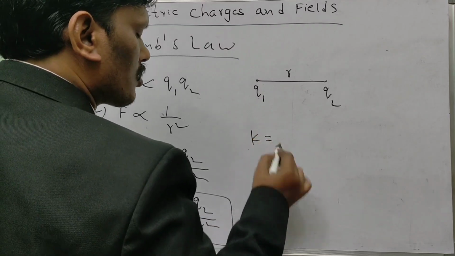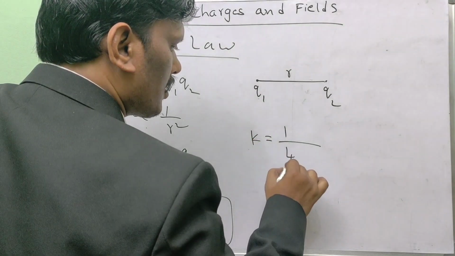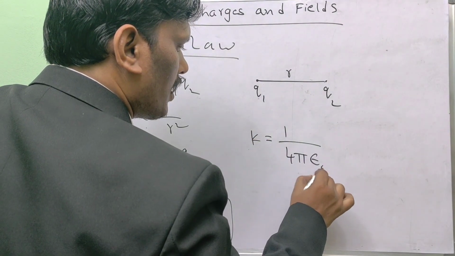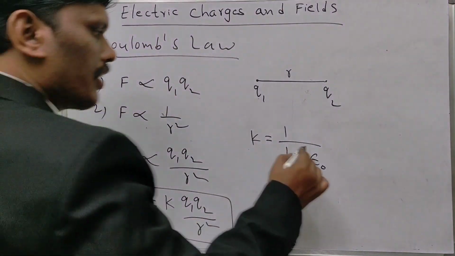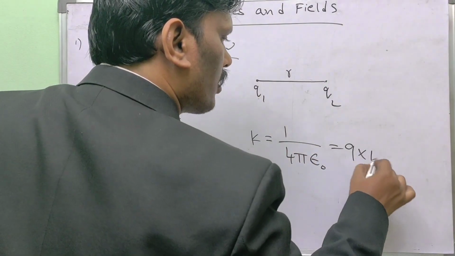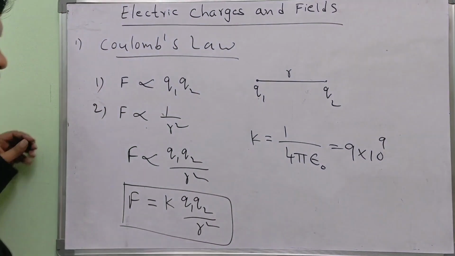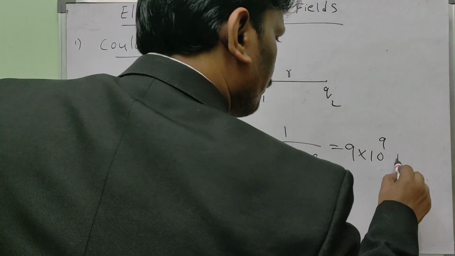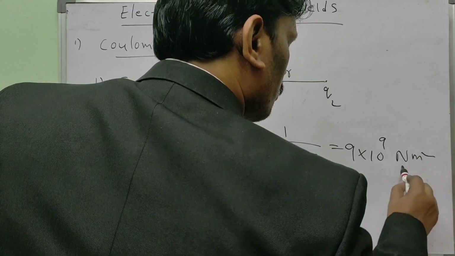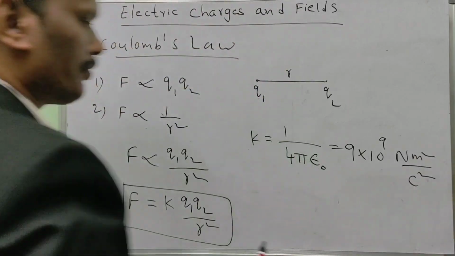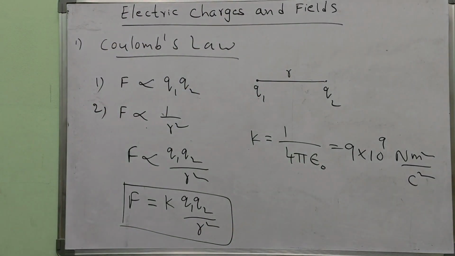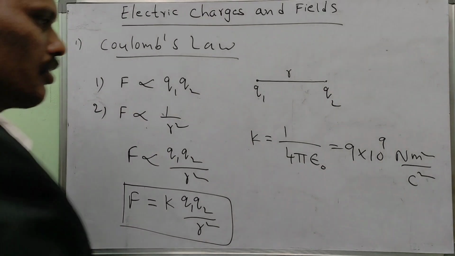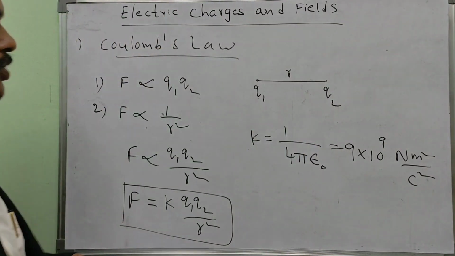This is the force between the two charges. Here k is the proportionality constant and it is equivalent to 1 by 4 pi epsilon naught, and its value is 9 into 10 power 9. Its unit is Newton meter square per Coulomb square. So this is about Coulomb's law.